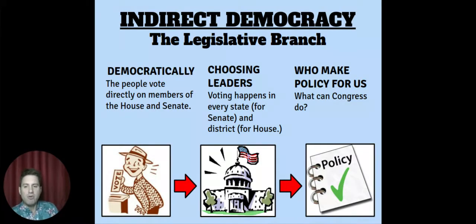The people vote on members of the House. Every state is divided into districts, or some of the tiny states just get one House member. And every state has two senators that are elected statewide. That's a democratic vote for a leader who then makes their own decisions. Write in your notes one thing you know Congress can do other than make laws. And if you're not sure, write down a guess.